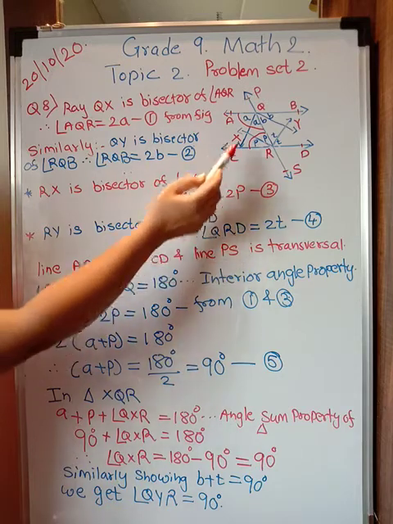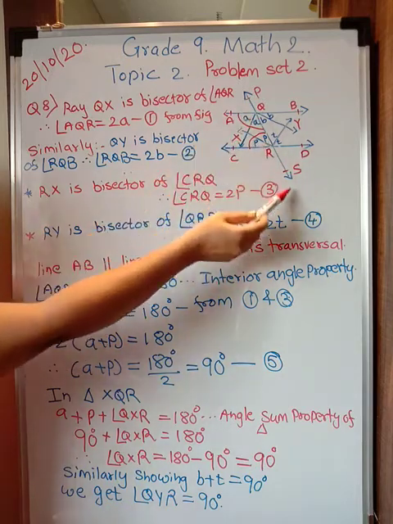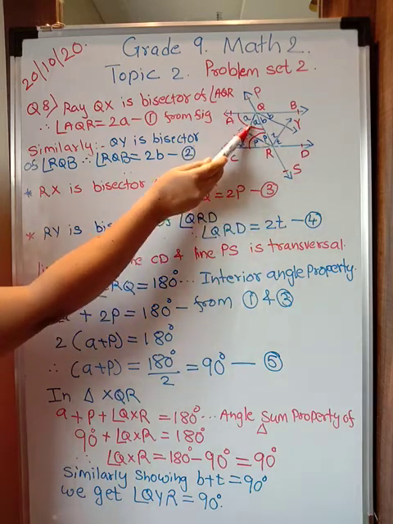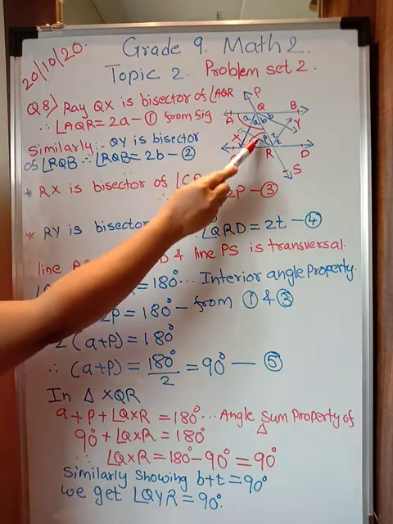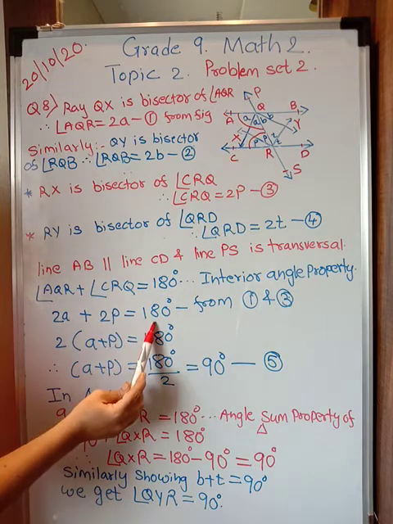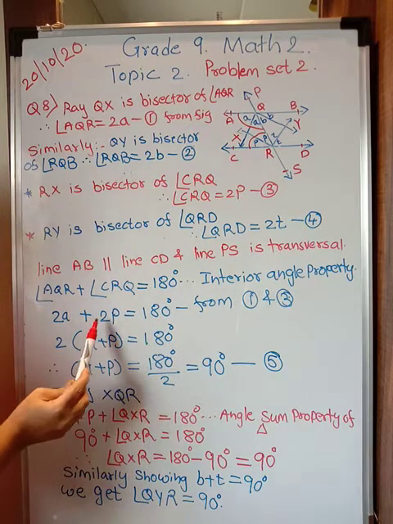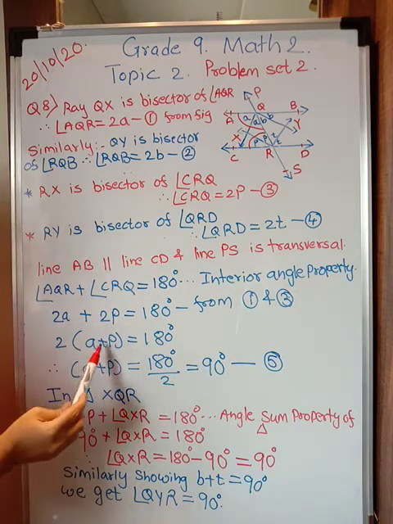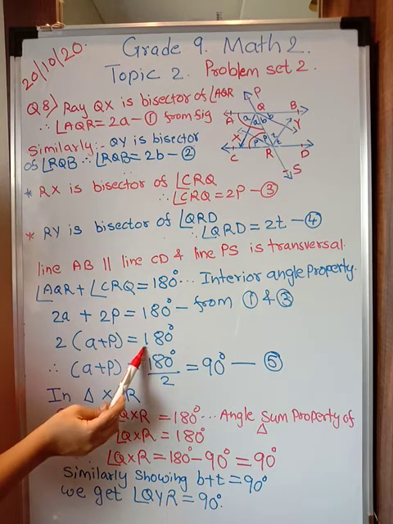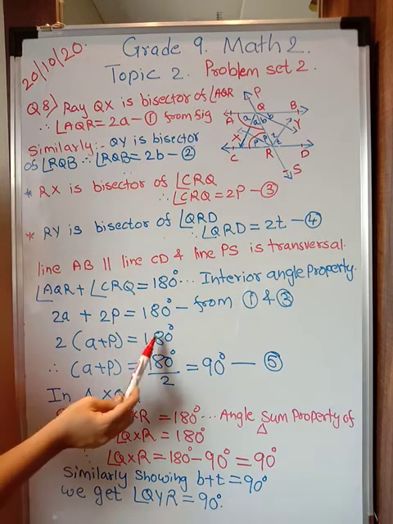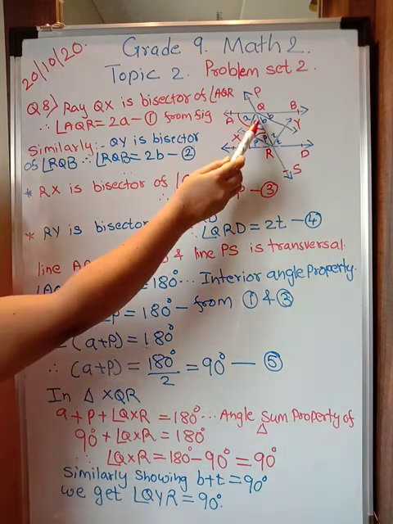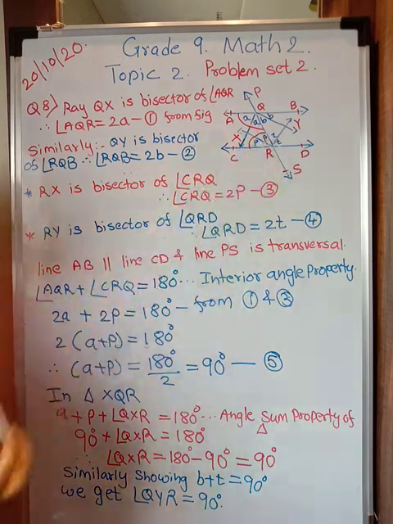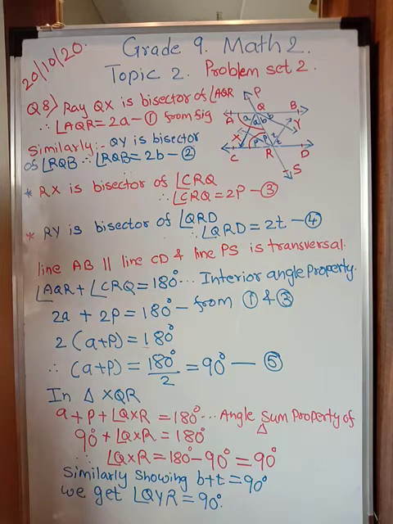So in short, if these two lines are parallel and this is transversal, you know that interior angles are supplementary. So what we have? 2A plus 2P will be equal to 180 degree. Okay. Now if I take 2 common, what I get? 2 times A plus P is equal to 180 degree. Then A plus P will be equal to 180 divided by 2, which is equal to 90. So I got A plus P is equal to 90 degree. Up till here is it clear?